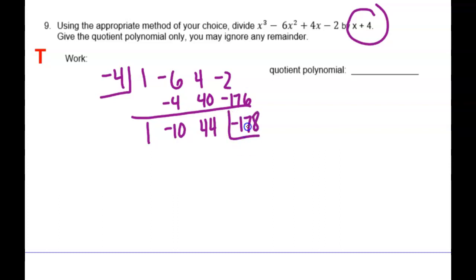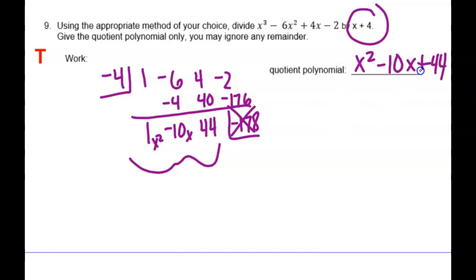So, do I need that anyway? No, it said ignore any remainder. So it just wants to know what this polynomial means. What does that mean? Yeah, the back, this was a remainder, so this is the constant, this gets an x, this gets an x squared. So it's x squared minus 10x plus 44. My answer key had a minus 44, I've fixed it.